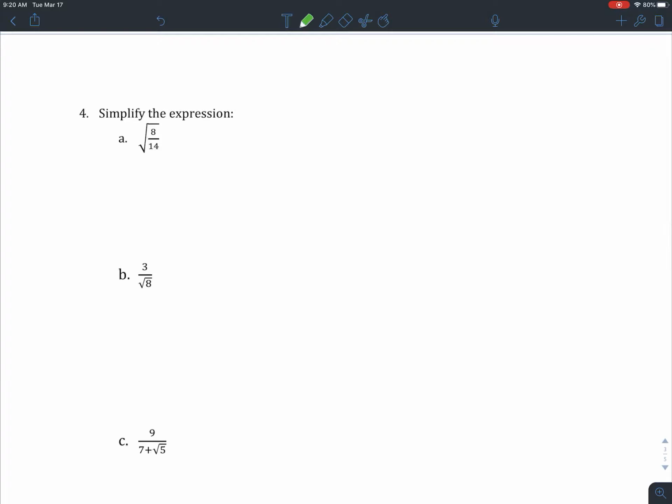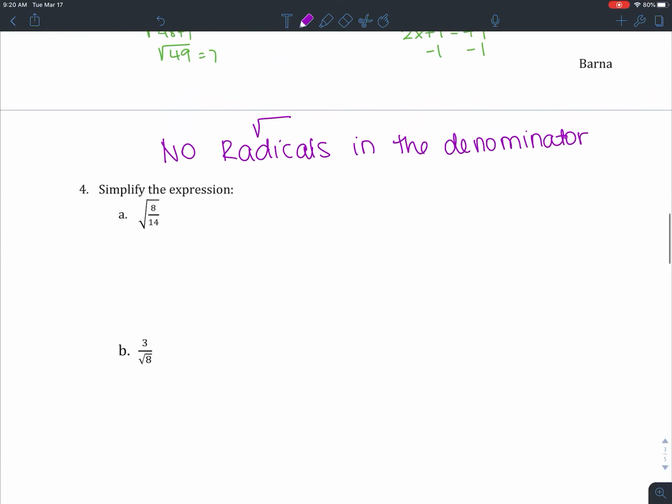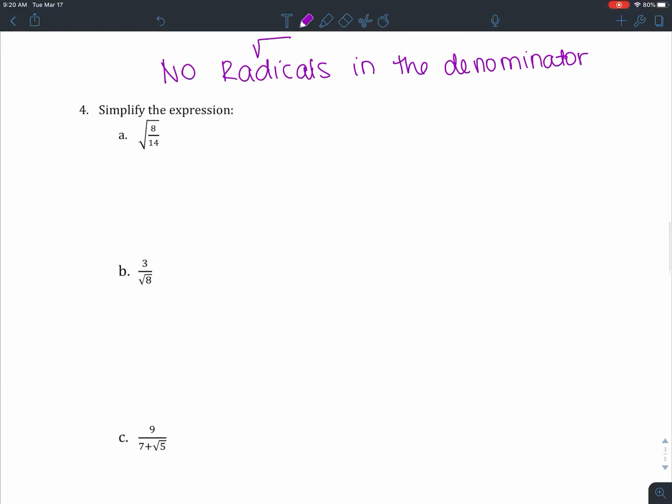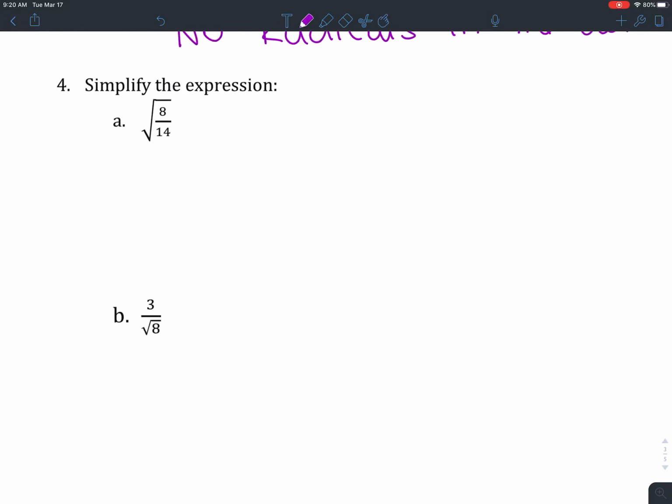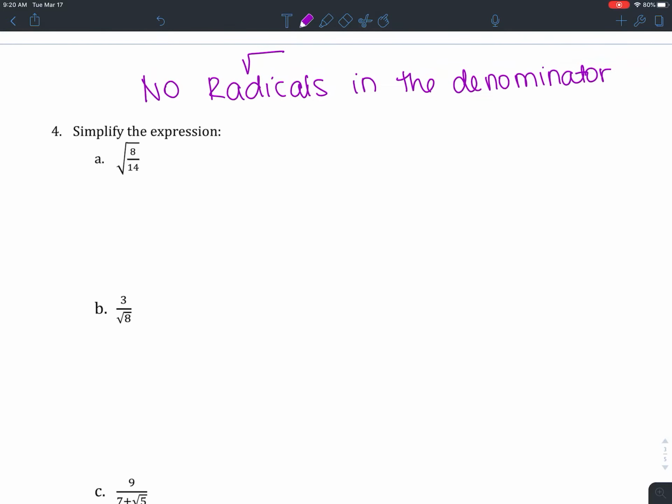Okay, last page. The name of the game here is no radicals in the denominator, which is the bottom part of our fraction. And a radical is a square root that doesn't simplify. When I'm doing this, there are a variety of different techniques, but first I'm going to look at: do both the top and the bottom have a radical, or is it just one or just the other?